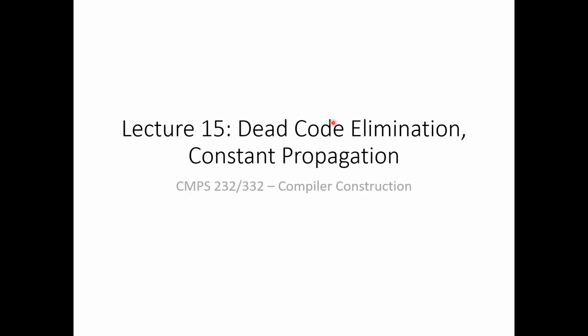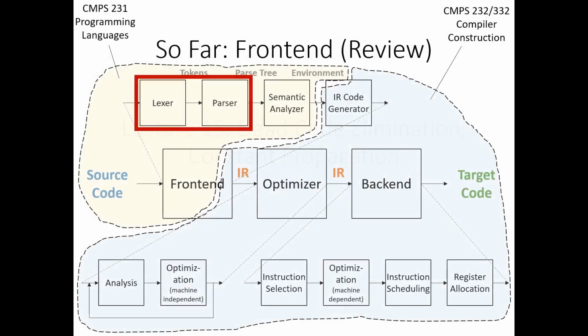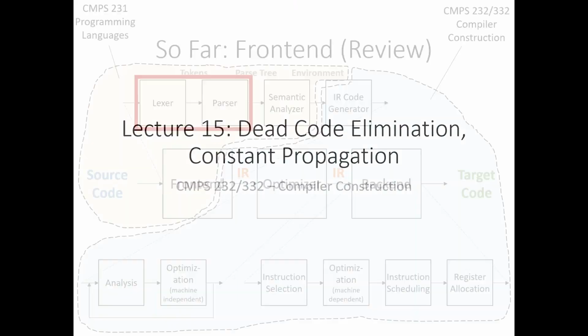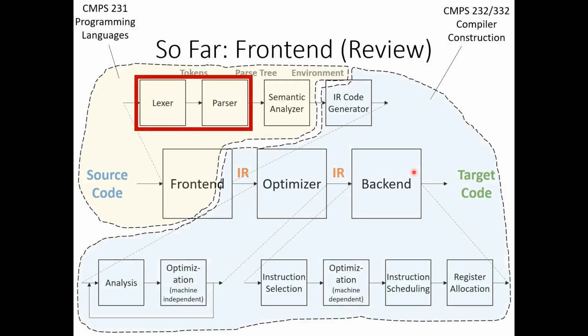Today, we're going to continue talking about optimizations, and in particular, we're going to talk about two important optimizations. The first one is dead code elimination, and the other one is constant propagation. Okay? Did I say continue? I meant to say we're going to start talking about optimizations. Okay. So far, we've come quite a long way.